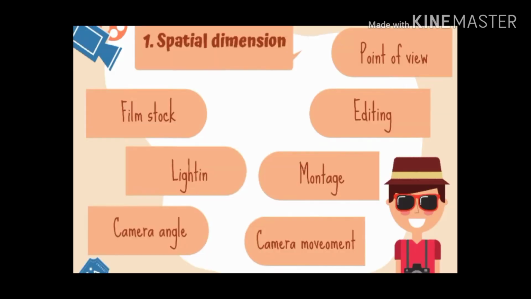The next material is spatial dimension. Spatial dimension has seven elements. The first, film stock, lighting, camera angle, point of view, editing, montage, and camera movement. The first is film stock.